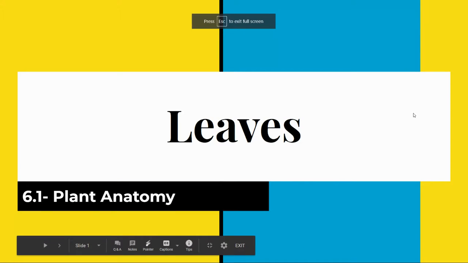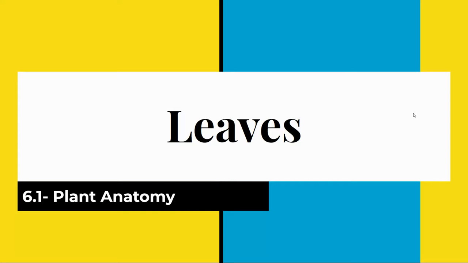All right, so we're going to move into Unit 6, which is going to deal with plant anatomy, starting with 6.1, which is going to focus on leaves.